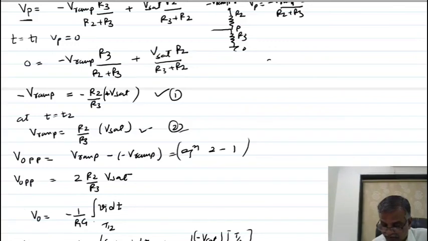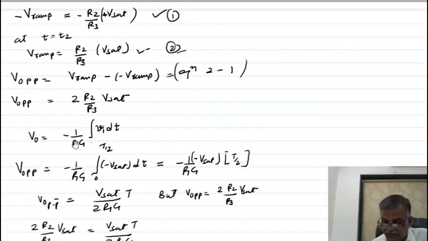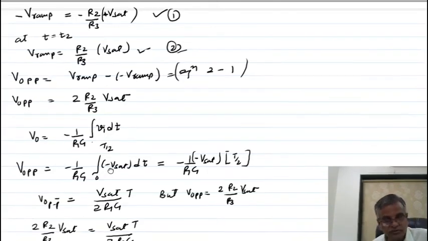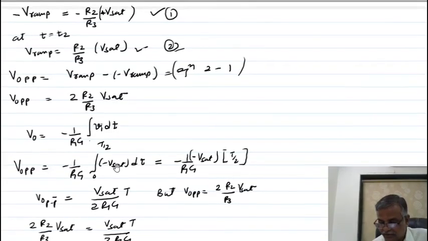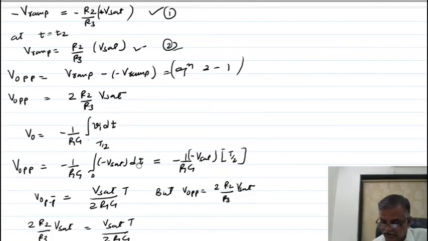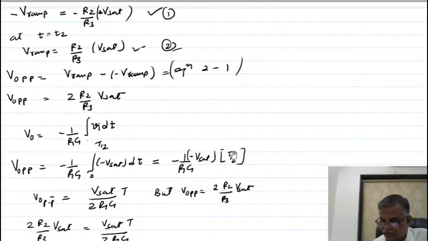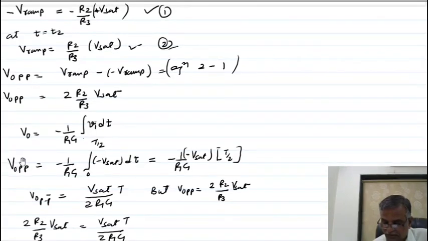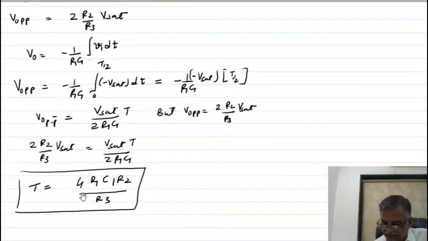Then I find the output voltage of the integrator. What is the output voltage of the integrator? Output voltage of the integrator is minus 1 upon R1 C1 integral of Vi dt, only for T by 2 time. So for T by 2 time, Vi is what? Negative. This is negative. So minus V set. So I have written your minus sign. Integration of dt is what? T by 2. So I am putting T by 2. What is the VO peak to peak? 2R2 by R3 V set. V set will be cancelled and I will get T is equal to 4R1 C1 R2 upon R3.